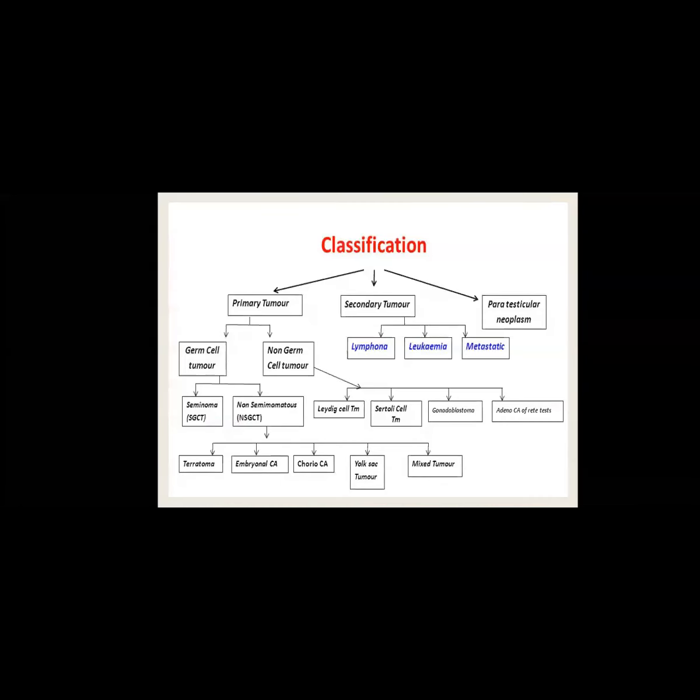Now, this is the classification of the testicular tumor. I have tried to put it like a jumble: I have separated this into pieces and then assembled it into this full classification schedule. Okay, first we'll see what this is. The testicular tumors are classified under three headings: one is primary tumor, the other is secondary tumor, and next is paratesticular neoplasms. The primary tumor again you classify into germ cell tumor and non-germ cell tumor.